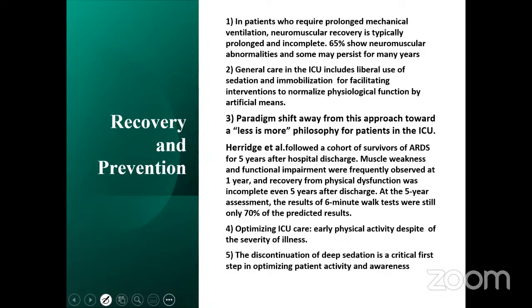There are studies to say that, Herridge et al. followed a cohort of survivors of ARDS for 5 years, and after discharge from hospital, muscle weakness and functional impairment were frequently observed at 1 year. So the recovery from physical dysfunction was incomplete even 5 years after discharge. At the 5 year assessment, the results of the 6-minute walk test were still only 70% of the predicted results.